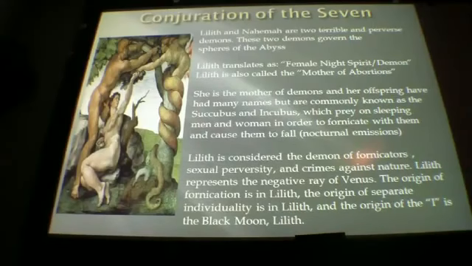This is why, maybe for men more particularly, or we'll say adolescent boys, it's always brought on by a dream or something you can always see, but sometimes we'll think the latter is affecting the former, but in reality it's this dream or this thought that's causing this thing, and this thought is this idea of this entity of Lilith that's causing them to fall. Lilith is considered the demon of fornicators, sexual perversity, and crimes against nature. Lilith represents the negative ray of Venus, right? Where Anael was the positive ray. The origin of fornication is in Lilith. The origin of separate individuality is in Lilith. And the origin of the eye is in the black moon of Lilith.